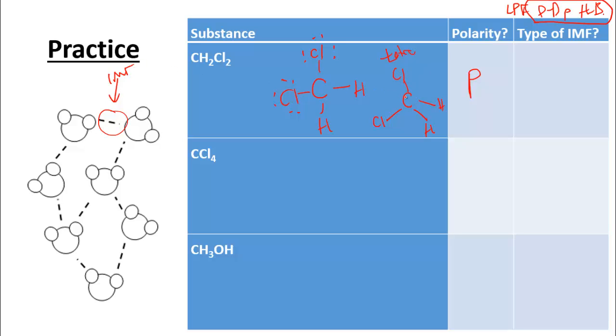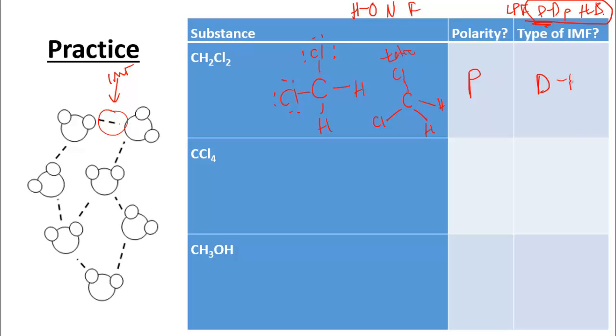Well, this molecule here is just a regular polar molecule. We have carbon bonded to chlorine and hydrogen. We don't have that situation of hydrogen bonded to oxygen, nitrogen, or fluorine, so it's not super polar, therefore it's just going to be dipole-dipole.